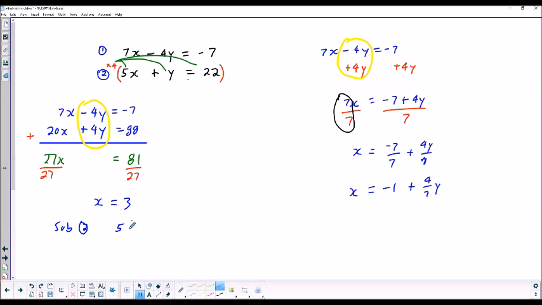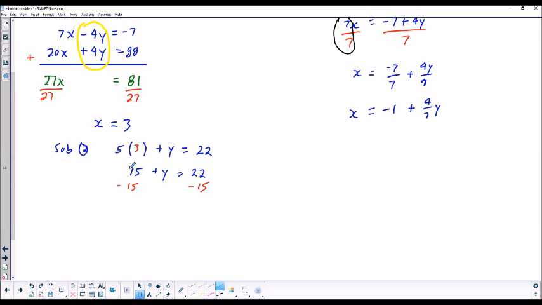So I'm just going to substitute that 3 in for x. And then I've got 15 plus y equals 22. Subtract 15 from both sides of the equation. And here I've got that 0, that 0 pair that you always have to do when you're solving equations. So I'm left with y equals 7. Therefore, the solution for my system of equations is 3, 7.